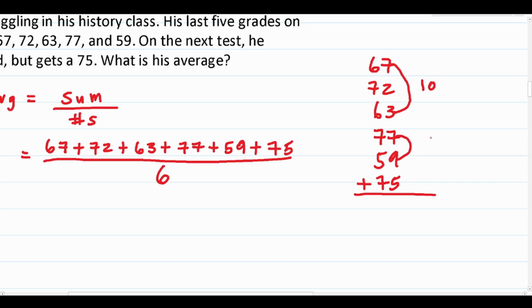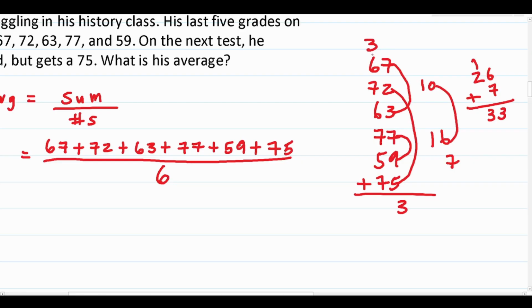7 plus 9, which is 16. Then I'm going to do 5 plus 2, which is 7. So we have 10 plus 16, which is 26. And then we'll just add 7 to that. 7 plus 6 is going to be 13. Carry a 1. 2 plus 1 is 3. So we're going to drop down a 3 and carry a 3.